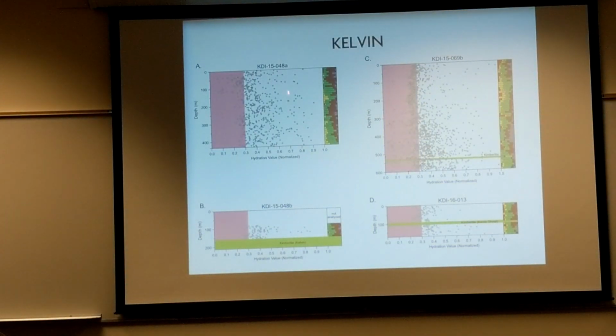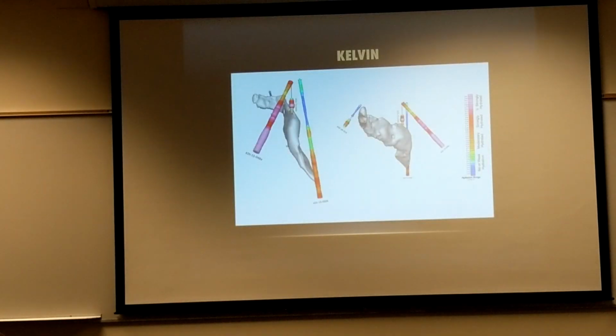Here's some more data from Kelvin. There's a lot of work from Kelvin, and a lot of it plots in this hydrated field. I'm going to show how these relate to the kimberlites later. But here you can see that these hydration values are fairly high when you're closer to the kimberlite. When you plot these drill core hydration values next to the 3D models of the kimberlite, you can see that as you go near certain sections, there is more hydration.